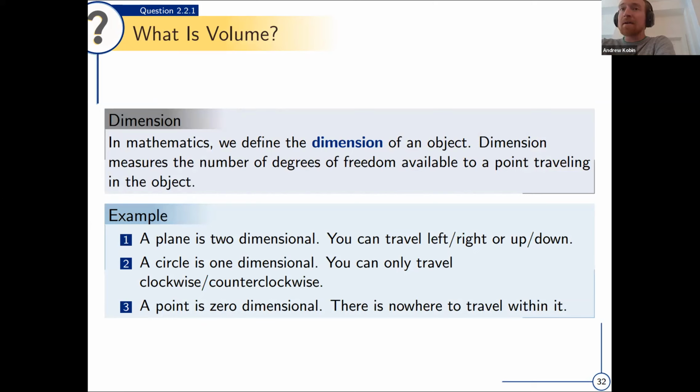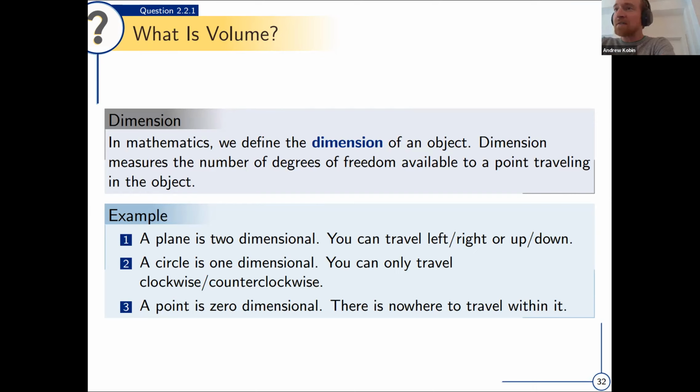In math, definitions are really crucial ingredients in a lot of these classes. And I believe this is the first definition we've had in these lectures. I'll put it in quotes, we'll sort of define the dimension of an object to be the number of degrees of freedom available to a point traveling within the object. This is kind of a fuzzy definition. What does it mean for a point to be able to travel in the object? What do degrees of freedom mean?